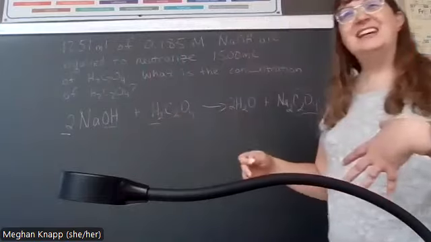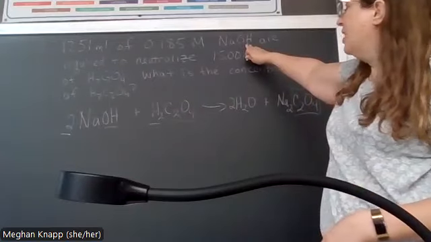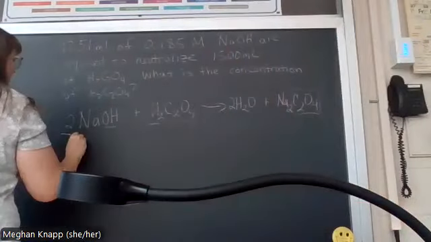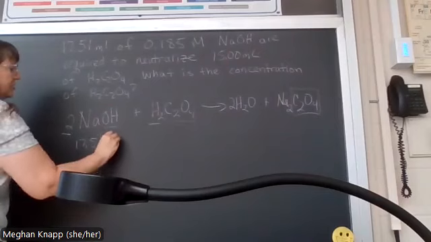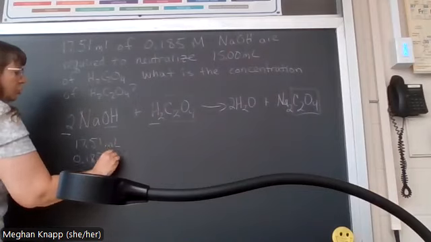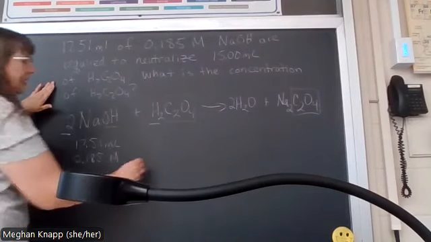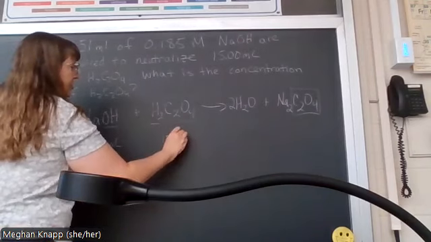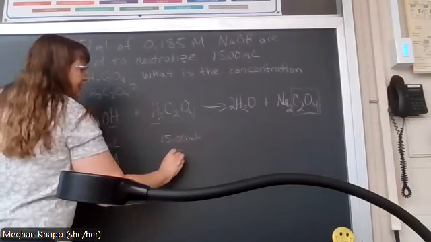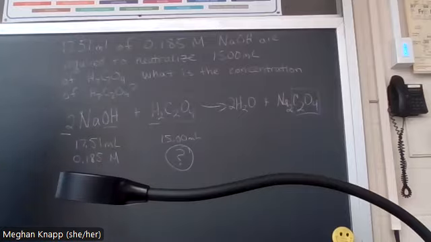Okay. I like to list underneath each chemical what we know about them so I don't get them mixed up. So for the sodium hydroxide, I know that it is 17.51 milliliters, and I know that it is 0.185 molar, and that's moles per liter. And then for the oxalic acid, I know that it is 15 milliliters. And then the question is asking me what this is. Okay. Got all that information sorted out. And so now I'm going to go to my slider and see what I can do.